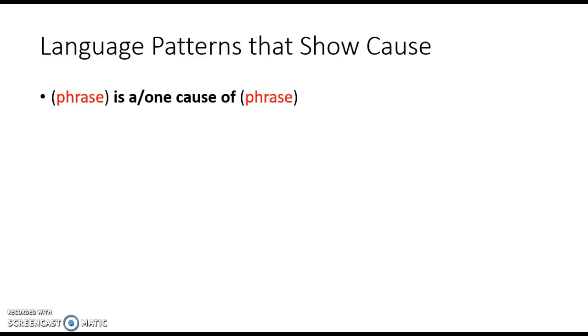This is one pattern we can use. So we would put a phrase in this part of the sentence. And here's the pattern: is a or is one cause of, and then we put in another phrase. So for example, we could say sewage is one cause of water pollution. So sewage is the cause, and then on this side we have the effect.